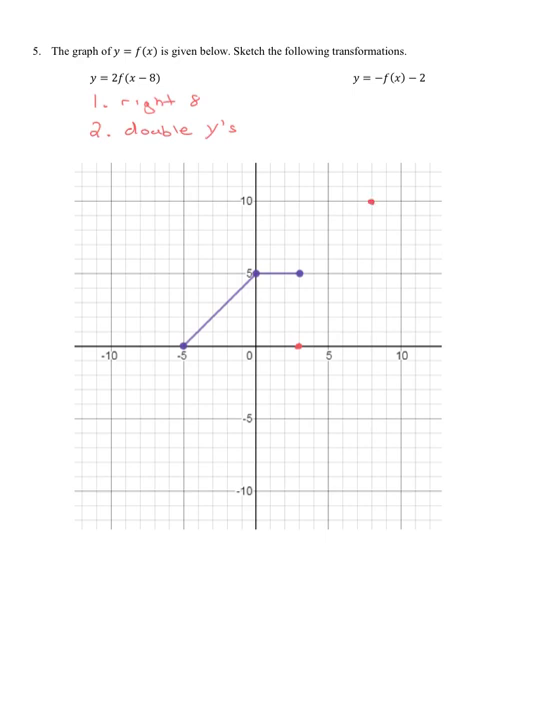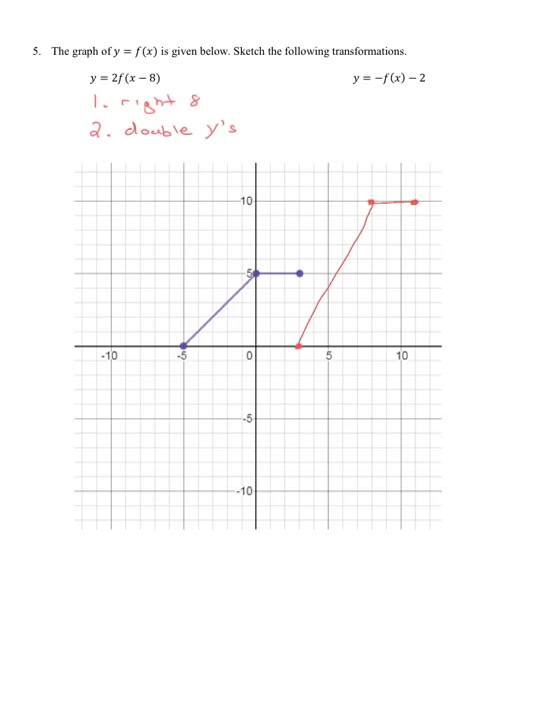And lastly, I have this point at 3 for x. If it goes 8 places to the right, we end up at 11. The y value is 5, and if we double it, it goes from 5 up to 10. When all is said and done, this is my function. It went right 8 places, and then we doubled the y values.